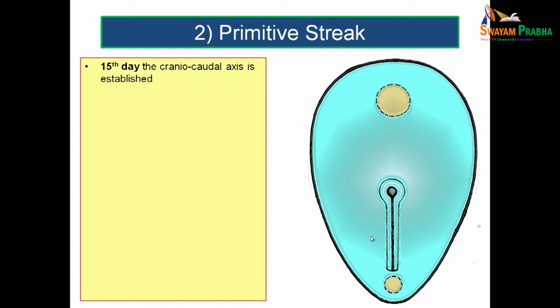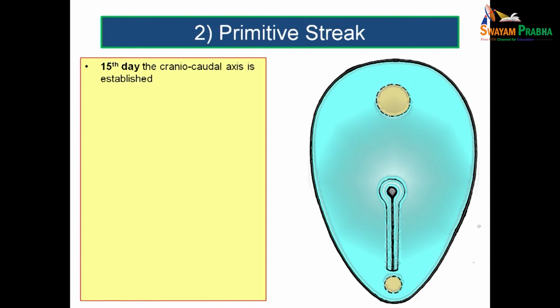So, by the 15th day, the craniocaudal axis is established. Craniocaudal axis means till the end of second week, you just have a circular disc. So, we won't be able to say which end will be forming the head of the embryo, which end will be forming the tail of the embryo or the caudal end of the embryo. We won't be in a position to say till the end of second week.